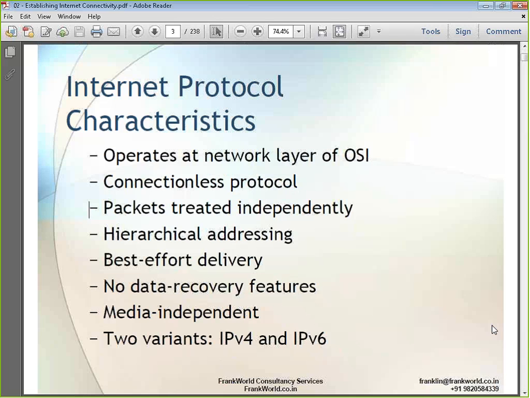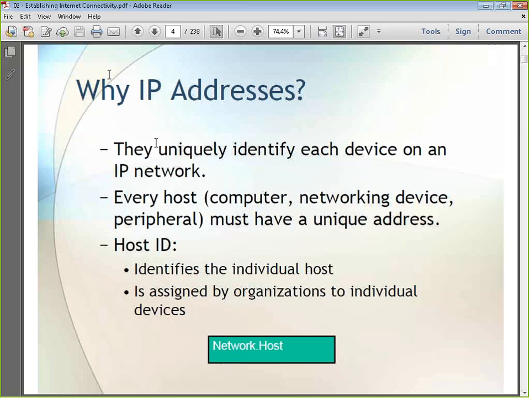Now, going along, let's talk about why we need an IP address. Like I told you before, an IP address is an identifier that I give to individual devices so that they can communicate with each other. Whenever we talk about communication, a minimum of 2 devices need to be involved, right? But unless those 2 devices identify each other, they cannot communicate.